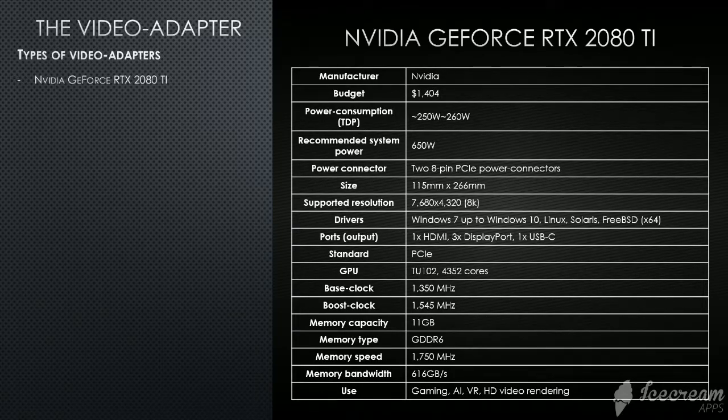The base clock is 1350 MHz, while the boost clock is 1545 MHz. The memory capacity for this adapter is 11 GB and the memory type is GDDR6. We have a memory speed of 1750 MHz. The memory bandwidth supports 616 GB per second, and it's commonly used for gaming, AI, virtual reality, HD video rendering, and much more. Okay, let's do another one.